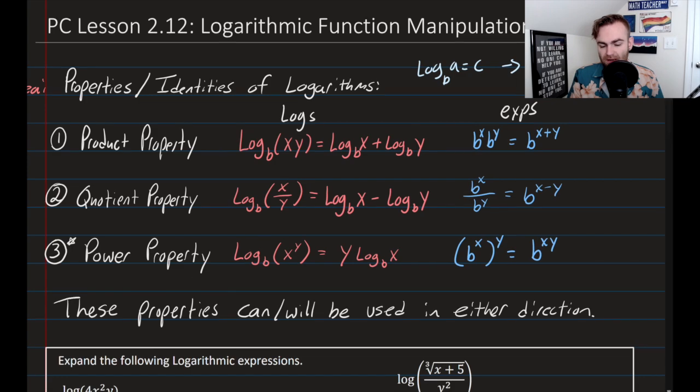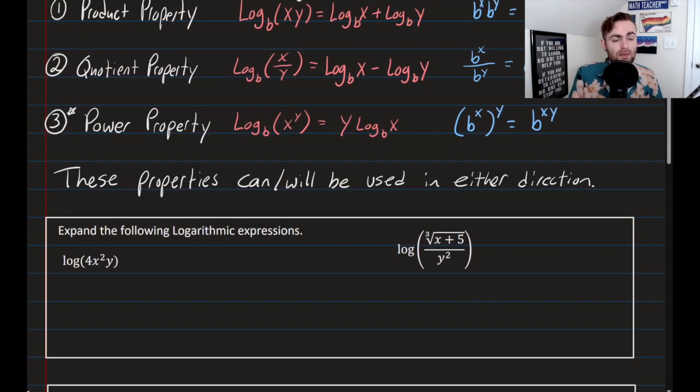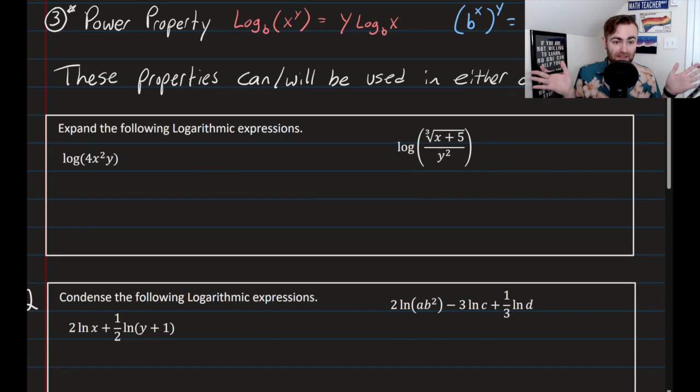So speaking of manipulation, we're going to use these properties in both ways. Both expansion, taking something that is condensed and making it larger, and condensing, making a large string of things into a singular logarithm. Which, again, you really can't do with polynomials. You can't do so much with exponentials, but you can with logarithms, and I think that's really cool.